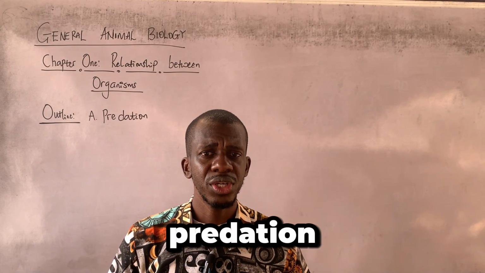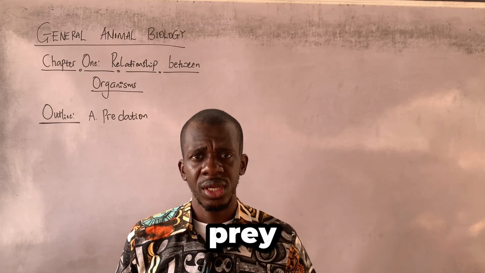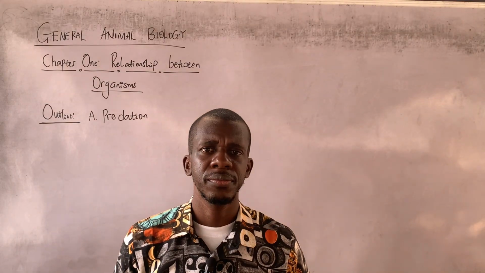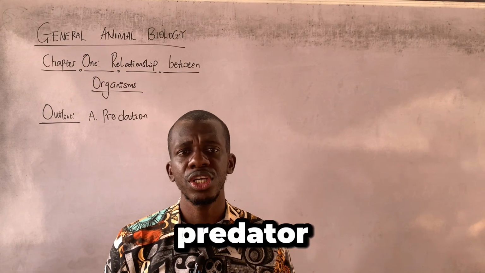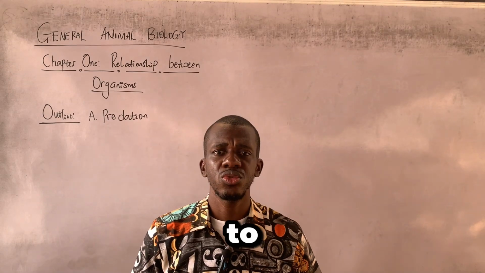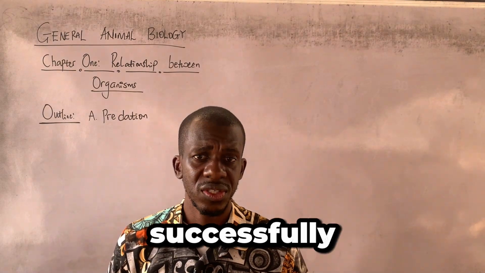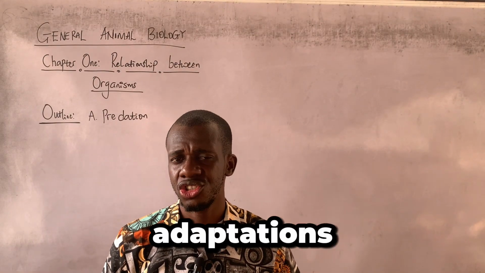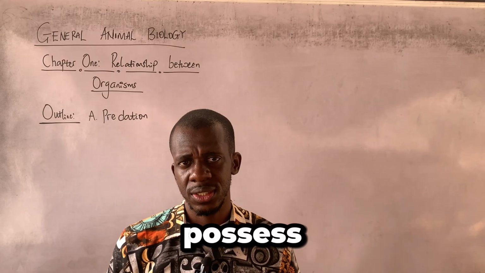So predation is the relationship between a predator and a prey, where the predator feeds on the prey. You see that now? Excellent. Now, for the predator-prey relationship to be discussed successfully, we also need to talk about the adaptations that predators and prey possess.